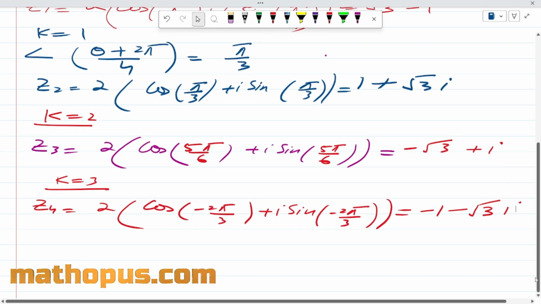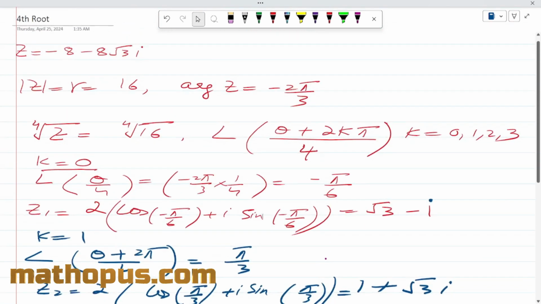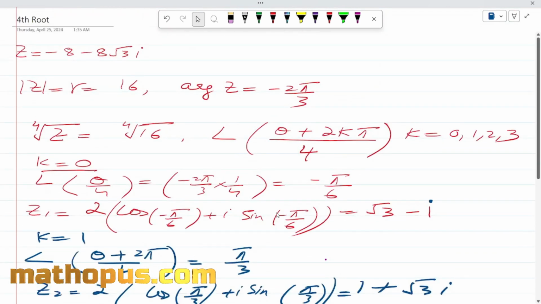You can write all these answers in exponential form. That's not a big deal. Let's say for the last part, I'm writing it down, it is 2 e to the power of minus 2 pi over 3 iota. So you can write the rest of the polar forms in exponential form as well. So the main thing is, how can you find out the square root?